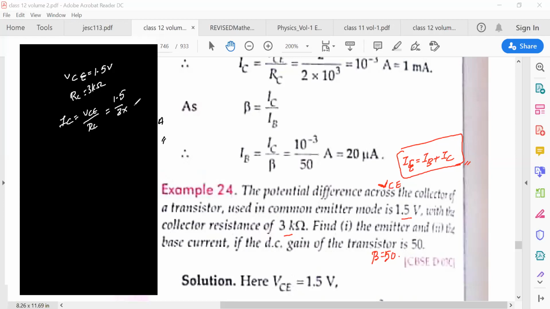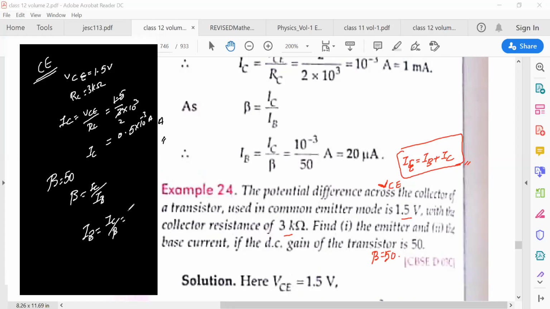And this is kilo, 10 power 3. So it is half, which is 0.5 into 10 power minus 3 amps. So this is your IC. And beta is 50, they have given. And beta we know is nothing but IC by IB, because this is the CE configuration. So from this relation, IB is equal to IC by beta. IB is 0.5 into 10 power minus 3 by 50.